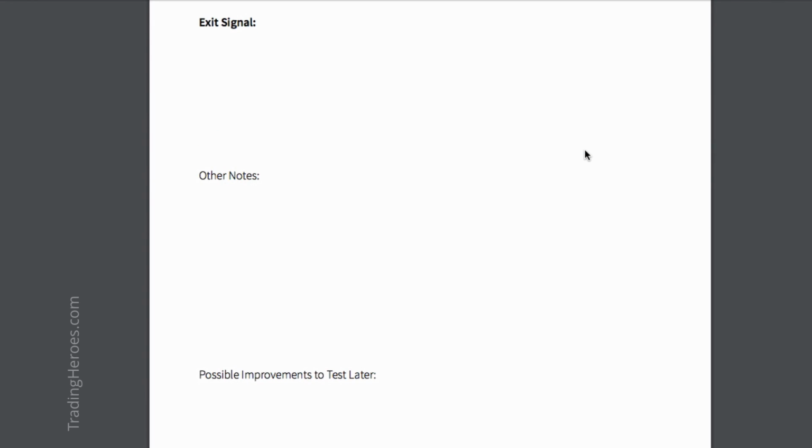Okay, so now we get to exits, and this was in bold because obviously it's something that you should know. So what is your exit signal? When do you get out? Is it when the moving average crosses over again? Is it when the parabolic SAR is hit, or something like that, right? So write that down there. And then there's some room for some other notes.